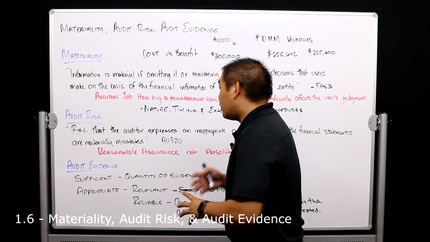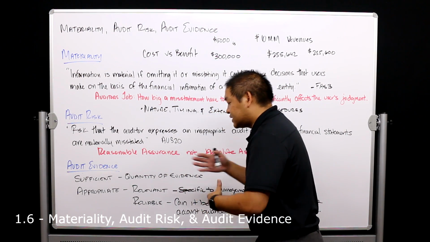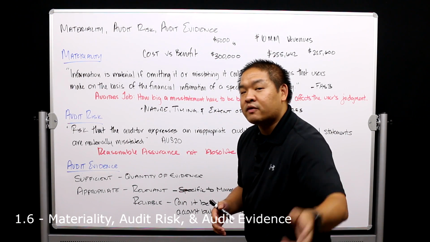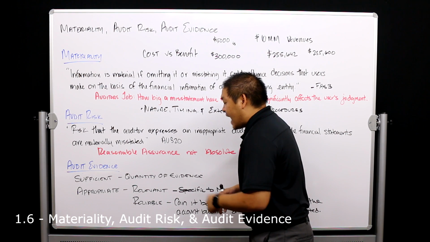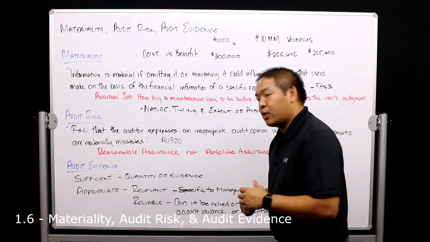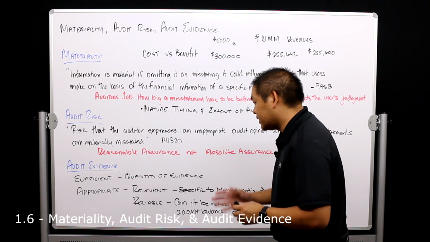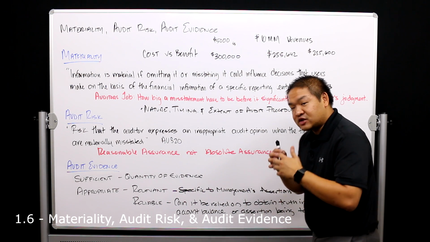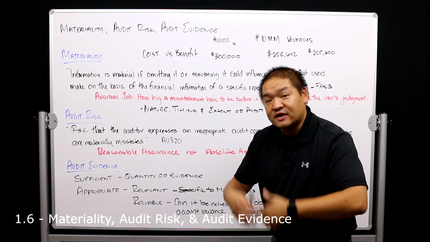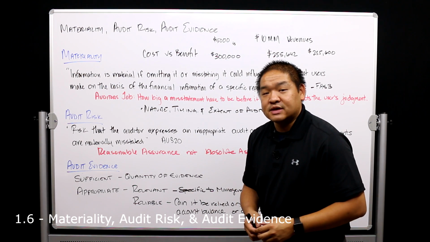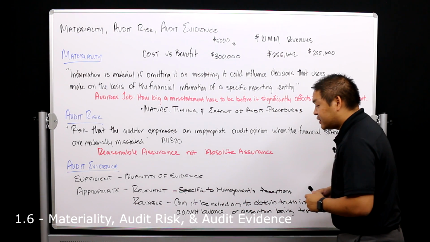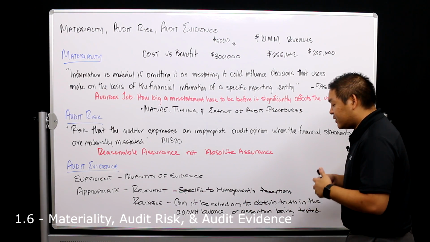So when we look at our audit evidence, it must be sufficient in nature. We have to have a good quantity of it to substantiate whatever we're trying to substantiate. And then it must be appropriate in nature, and appropriate means that it must be relevant and reliable. Relevant means it's specific to what we're trying to audit, specific to testing the assertions that management's giving us. And it must be reliable in nature, in that it can be relied on.